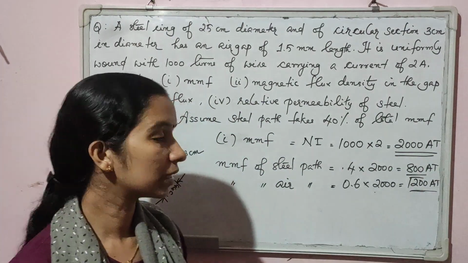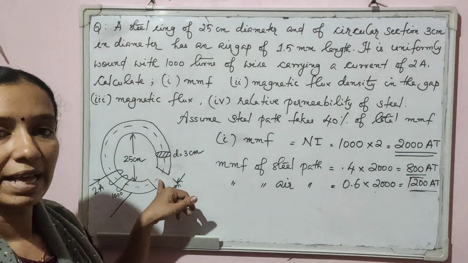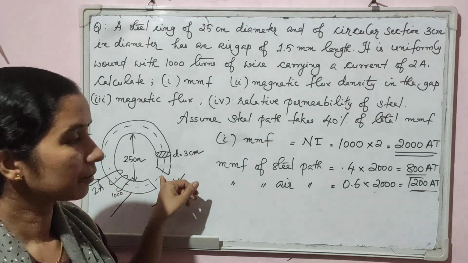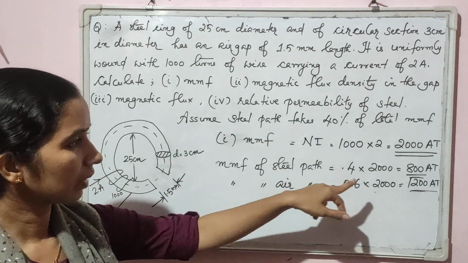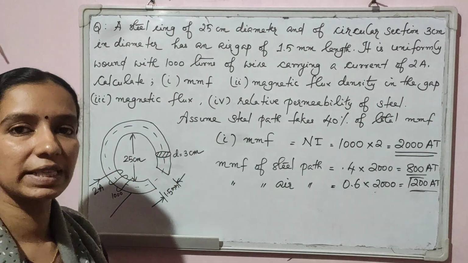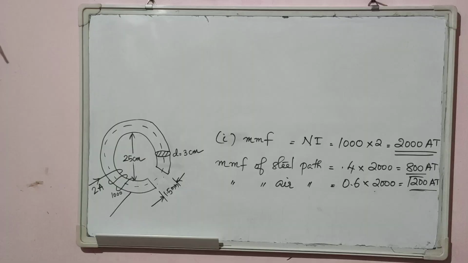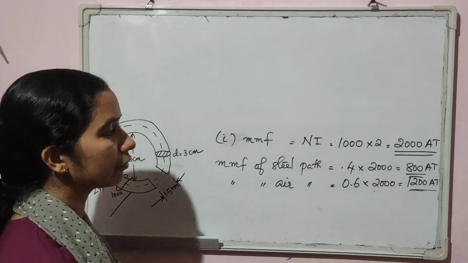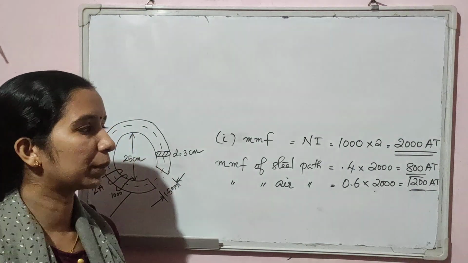1200 ampere turns is used in the air gap for setting up the flux, and the remaining 800 ampere turns is used up in this steel path for setting up the flux. So we know the MMF of each individual path, that is MMF of steel path and MMF of air path.